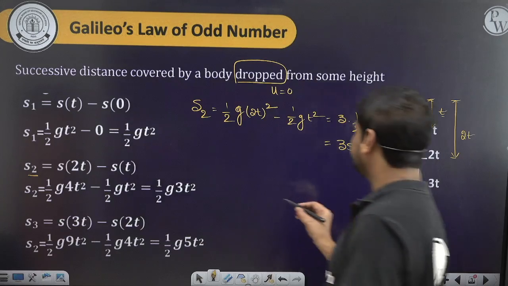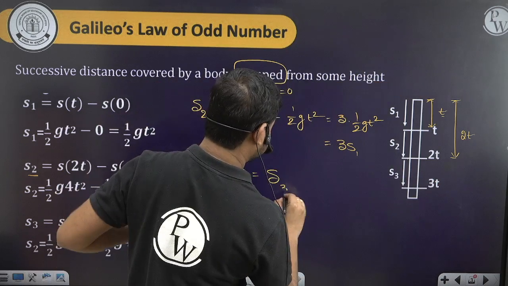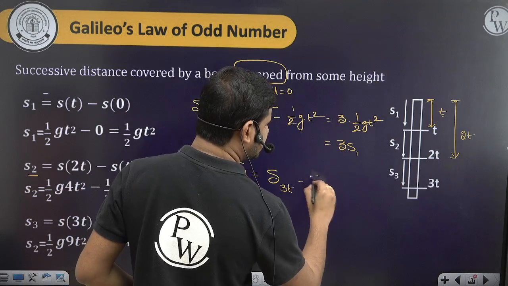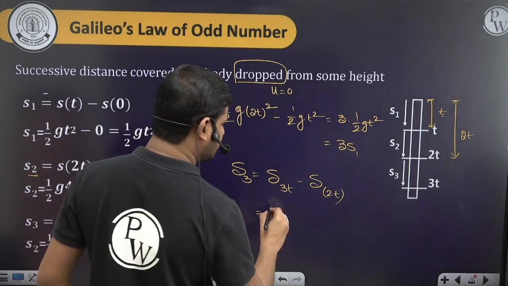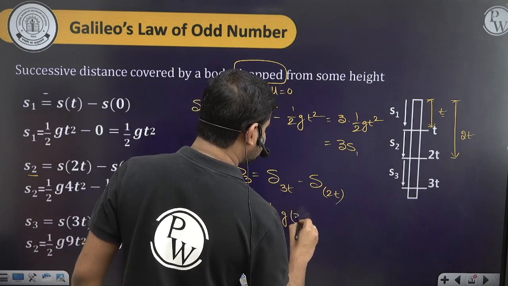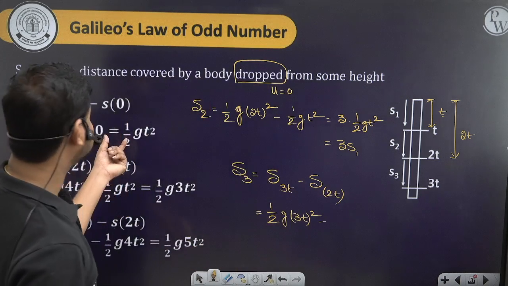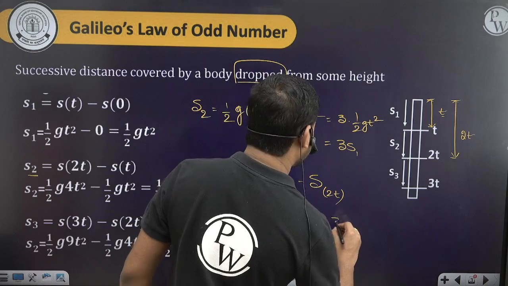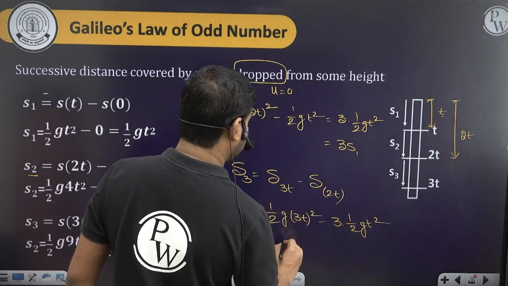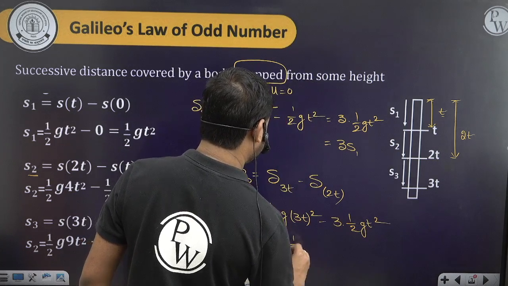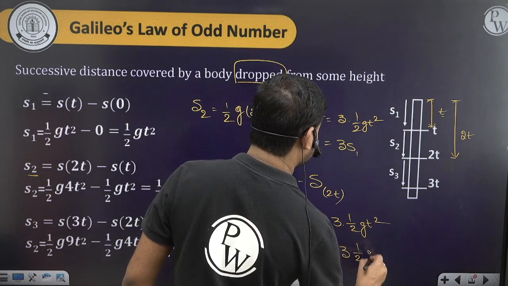Similarly, the distance covered in third one, S3, if we require. So what we do? If you need S3, simply the distance covered in total 3t minus the distance covered in 2t, right? So then this is, u is however 0, half g, in place of t substitute 3t whole square minus the distance covered in 2t. So what is the distance covered in 2t? Already we got 3 into half gt square. So this is going to be 9 into half gt square, minus 3 into half gt square.